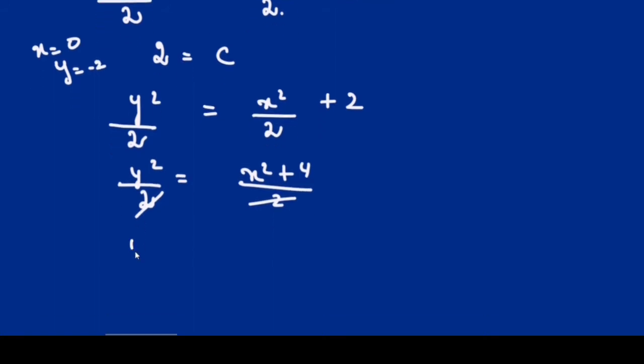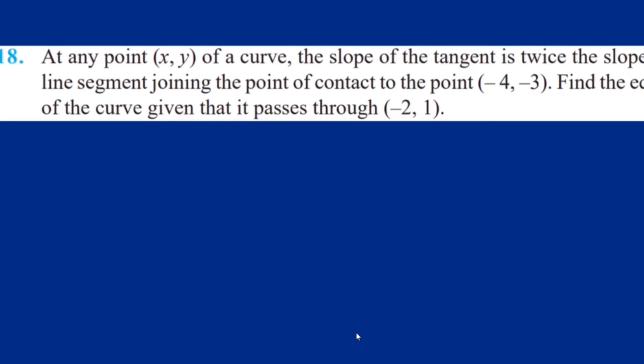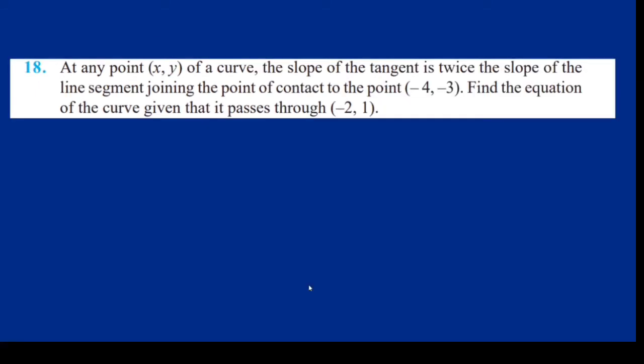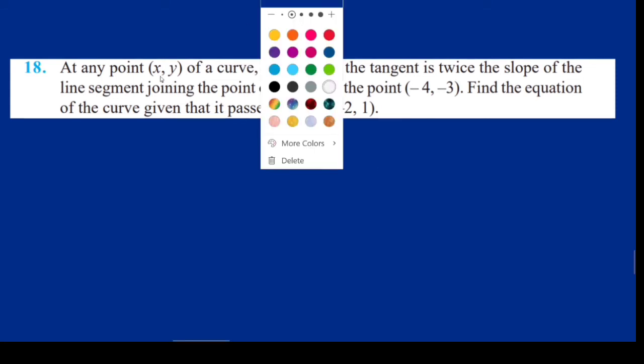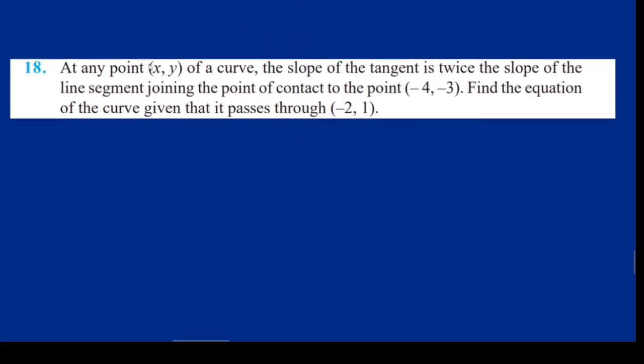So y square minus x square is 4. At any point of a curve, the slope of the tangent, so slope of the tangent means dy by dx, is twice the slope of the line segment joining the point of contact to the point minus 4, minus 3. So this point is the point on the curve. So this point and this point, the slope we have to find.